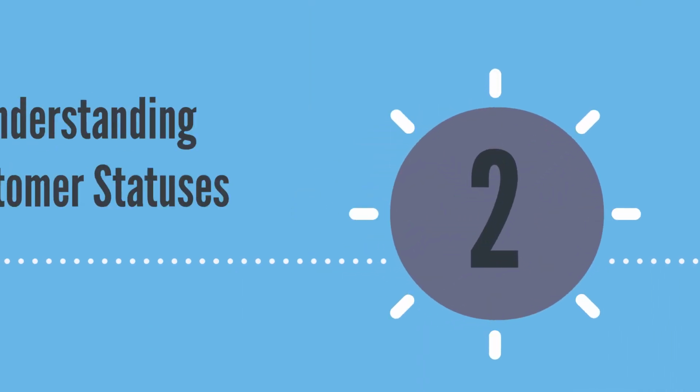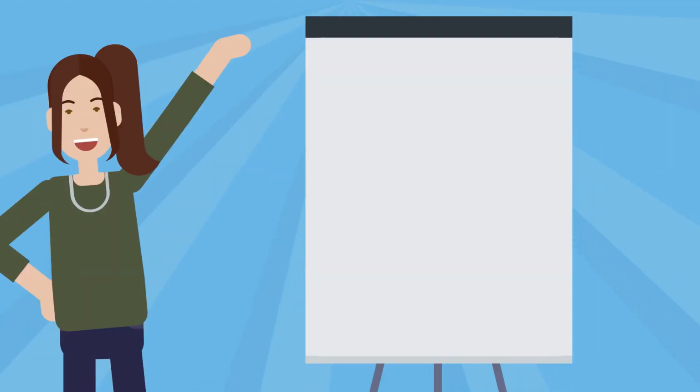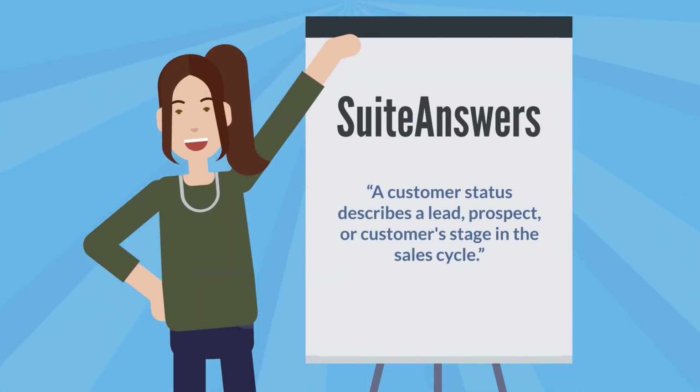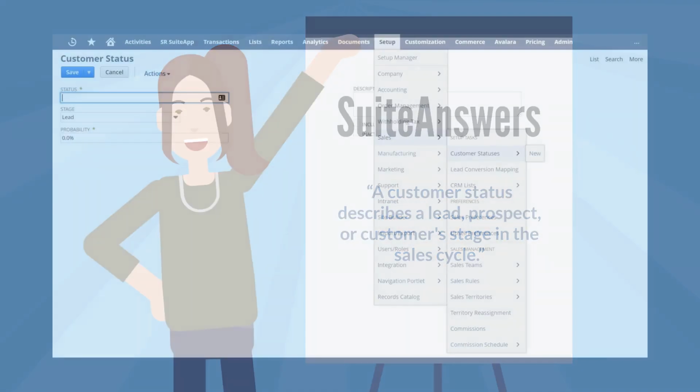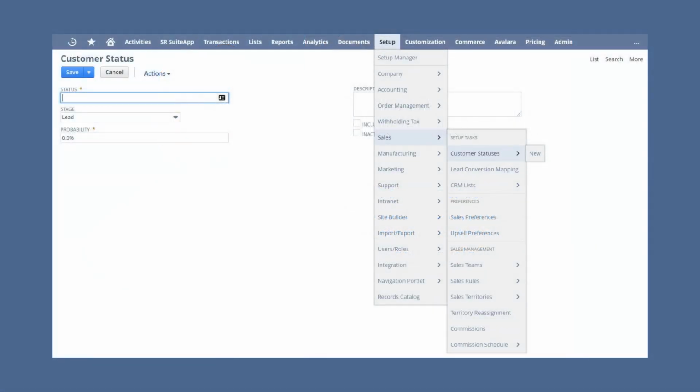Next, we need to understand how customer statuses work. According to SuiteAnswers, a customer status describes a lead, prospect, or customer stage in the sales cycle. To create a new customer status, navigate to Setup, Sales, Setup Tasks, Customer Statuses, New. On this page, name your new status and choose which stage this status would apply to: lead, prospect, or customer. Then, choose the probability percentage.